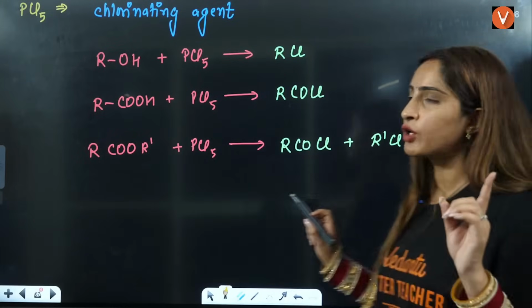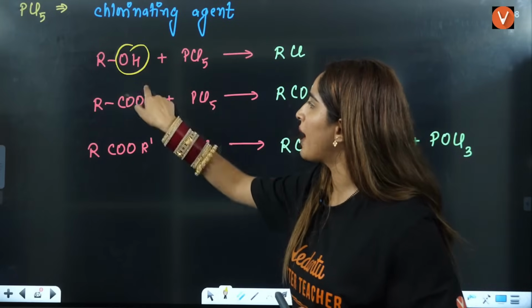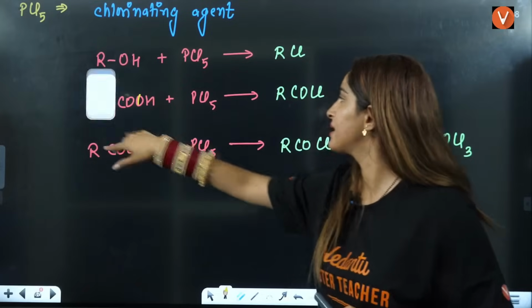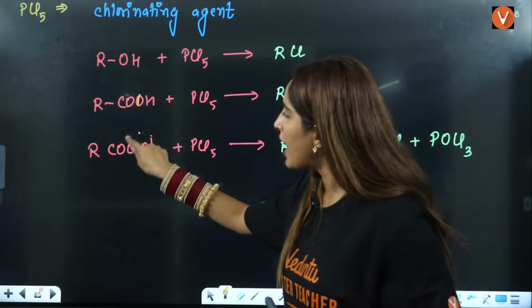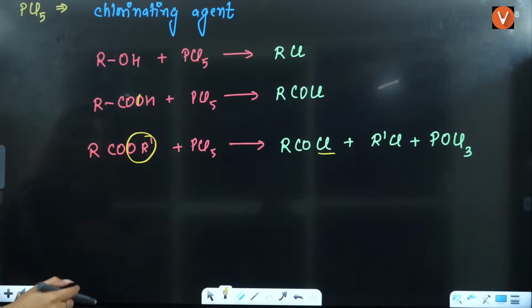Let us see the chlorinating reagents. Chlorinating reagents means which will replace OH with Cl. So all the OH, we are going to replace it with the Cl. Or OR here is also replaced with the Cl, that is the chlorinating agents, right?